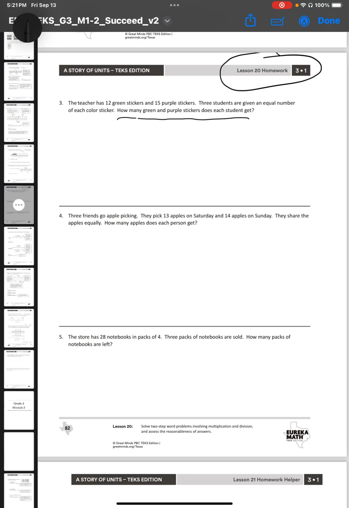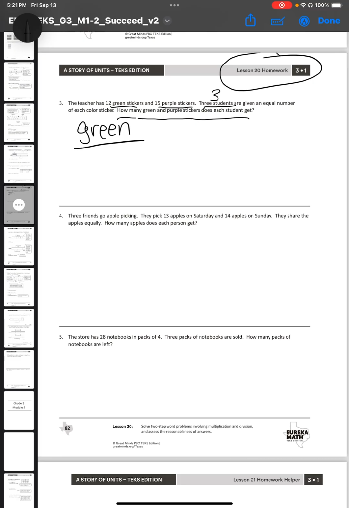What I know is typed in black and white. That's what I tell the kids. Look for what is typed in black and white. I know there are 12 green stickers, and I know there are 15 purple stickers. And I know that 3 students are sharing these because it says they're given an equal number of each color sticker. Now, let's work on the green stickers first.